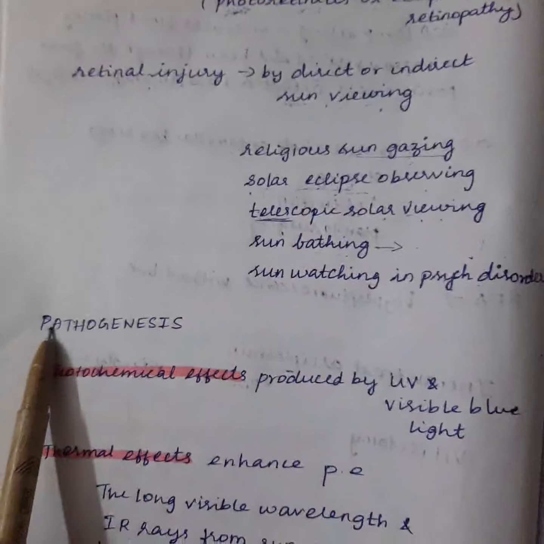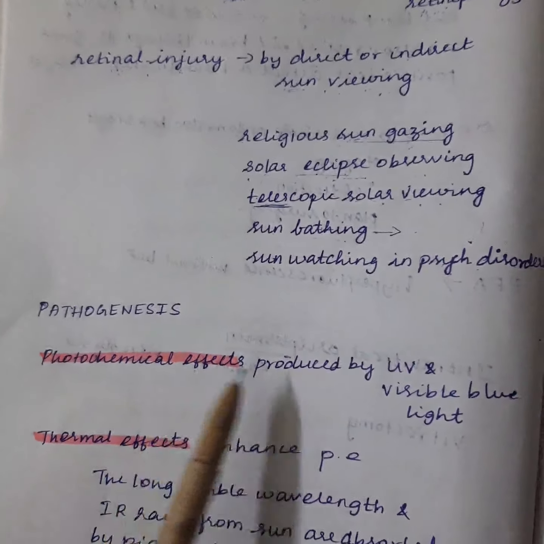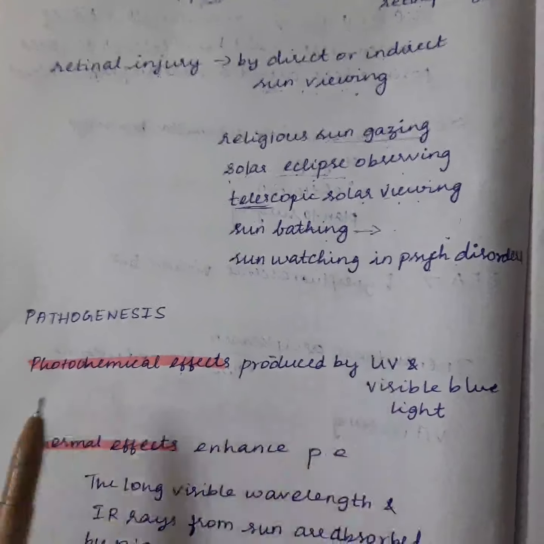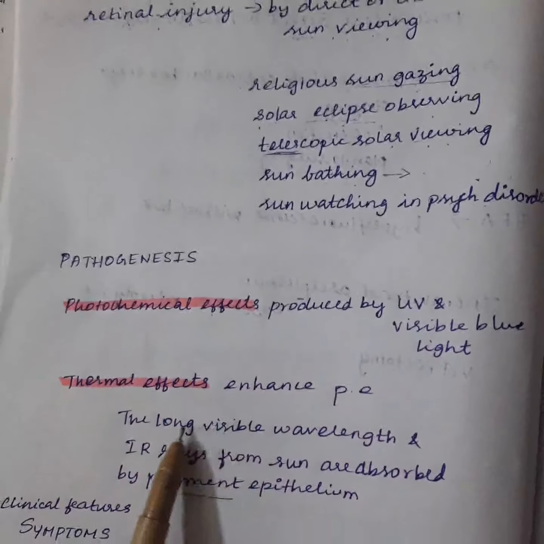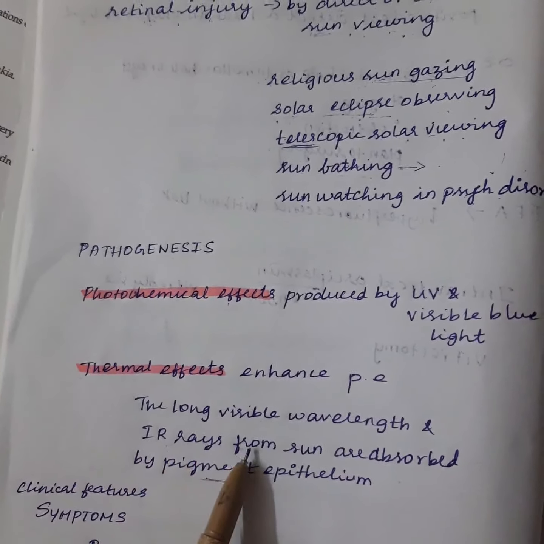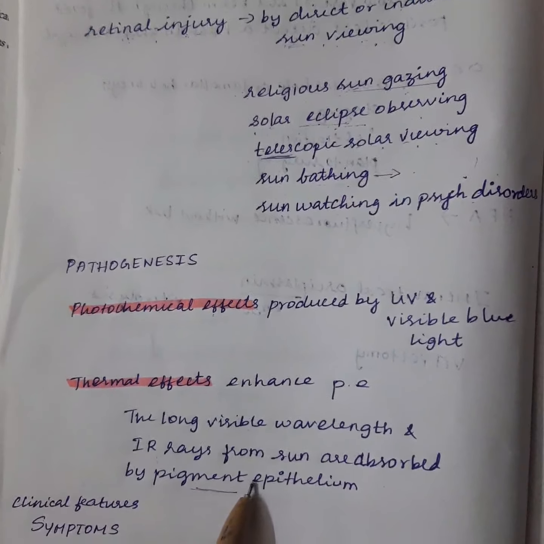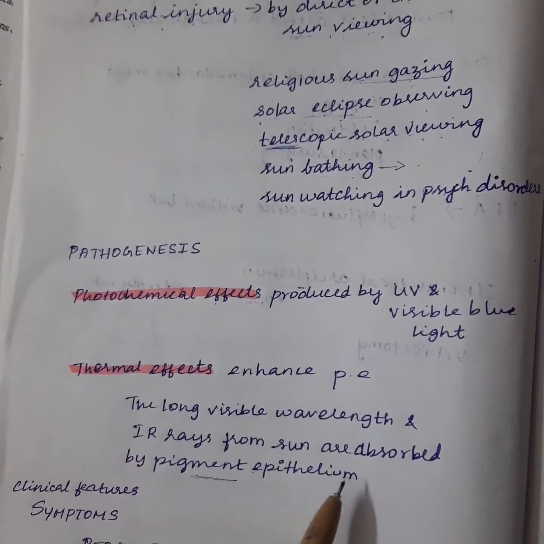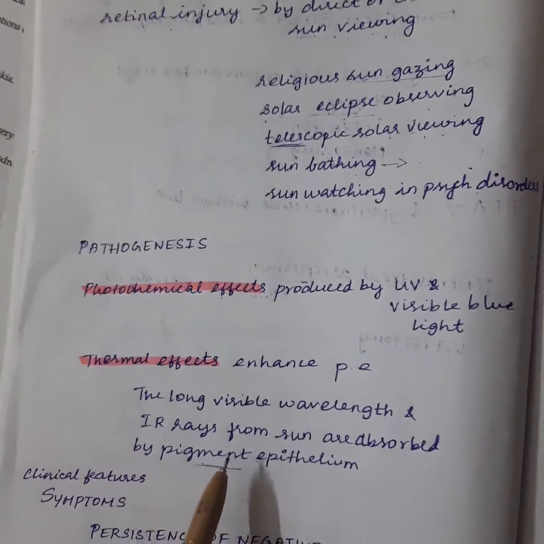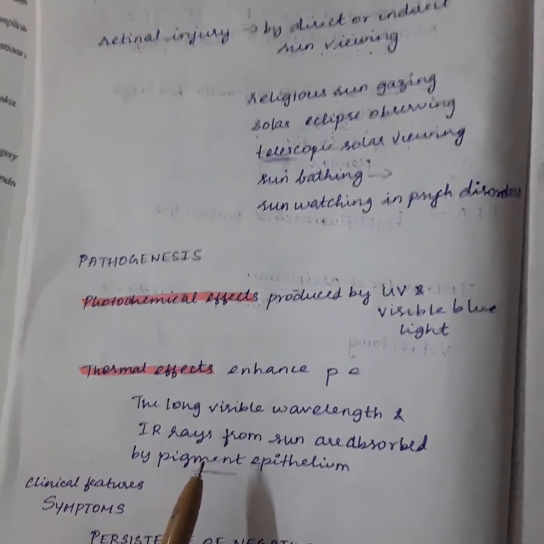disorders. Coming to the pathogenesis. Pathogenesis involves a photochemical effect that is produced by the UV and visible blue light, ultraviolet light, thermal effects, or the long visible wavelength and IR rays from the sun are absorbed by pigment epithelium. So the severity of the lesion varies with the degree of this pigmentation, the duration of exposure, and the climatic conditions during exposure.